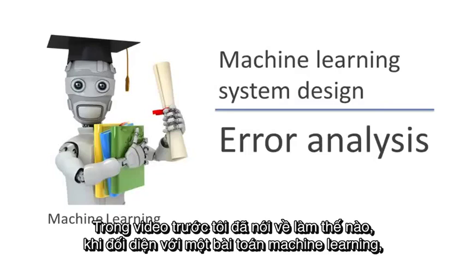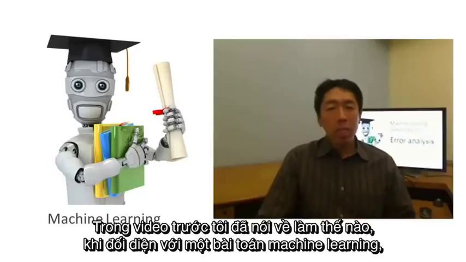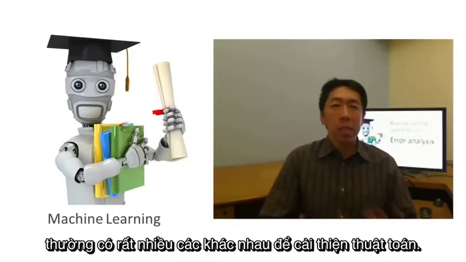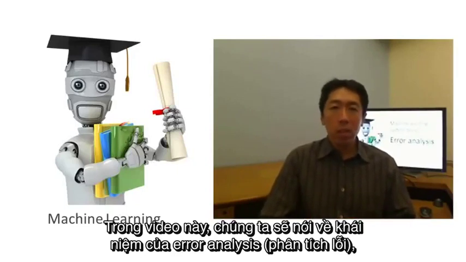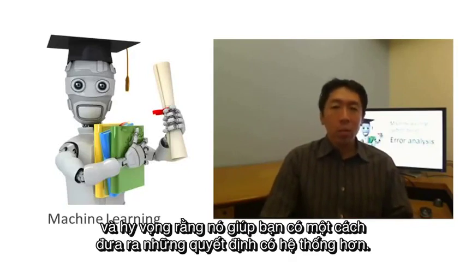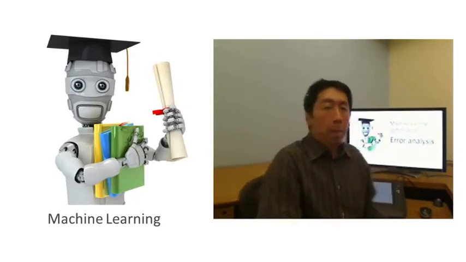In the last video, I talked about how when faced with a machine learning problem, there are often lots of different ideas for how to improve the algorithm. In this video, I'd like to talk about the concept of error analysis, which will hopefully give you a way to more systematically make some of these decisions.